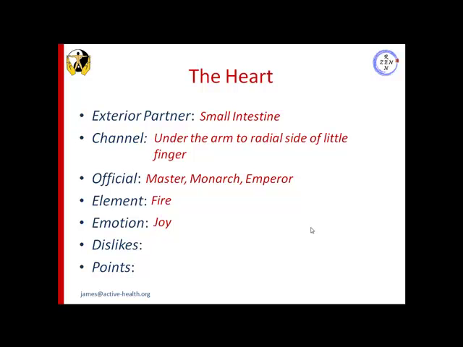Heart can cause sudden joy and excitement, and this in turn, if we were to receive extremely good news, can cause the heart to fluctuate and can cause a decrease in heart energy and cause us to suffer from palpitations. The heart dislikes heat, and the points that we're going to cover during this part of the course would be heart 3, heart 5, 6 and heart 7.